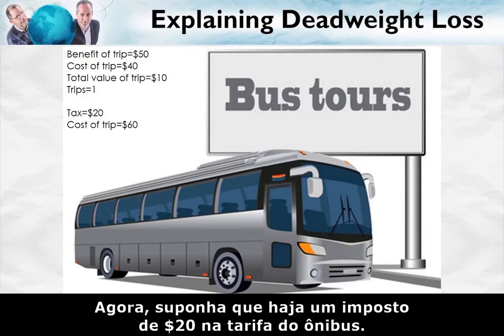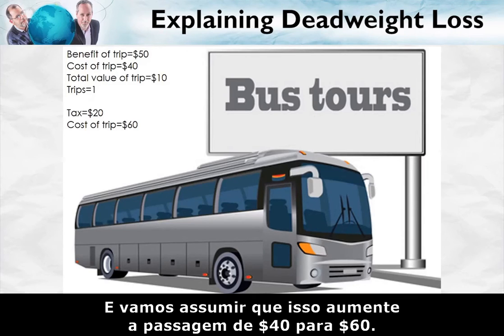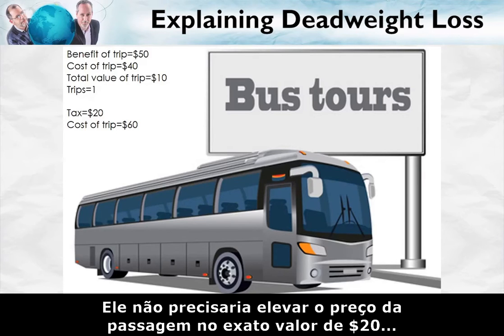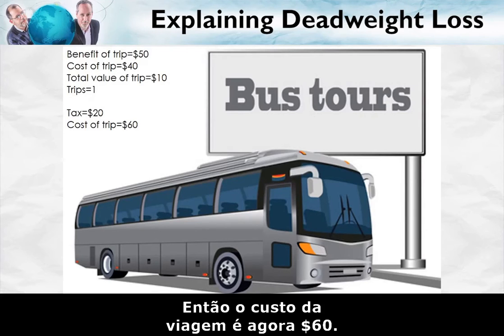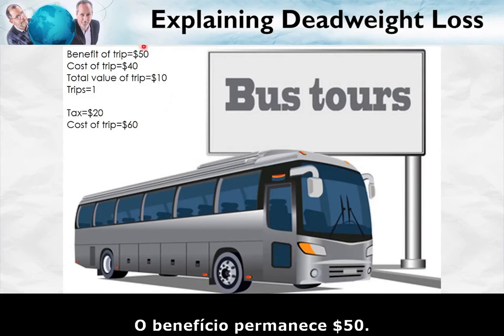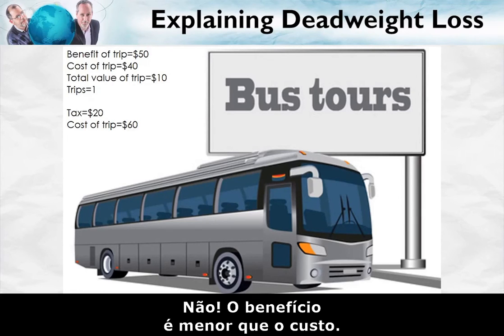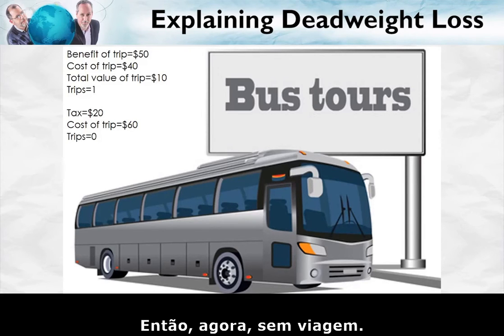Now, suppose there's a tax of $20 on bus fares. And let's suppose that raises the cost of the trip from $40 to $60. It doesn't have to raise it by exactly that amount, by exactly the $20, but let's just suppose it does. So the cost of the trip is now $60. The benefit is still $50. So do you take the trip? No. The benefit is less than the cost. So now, no trip. Trips are equal to 0.